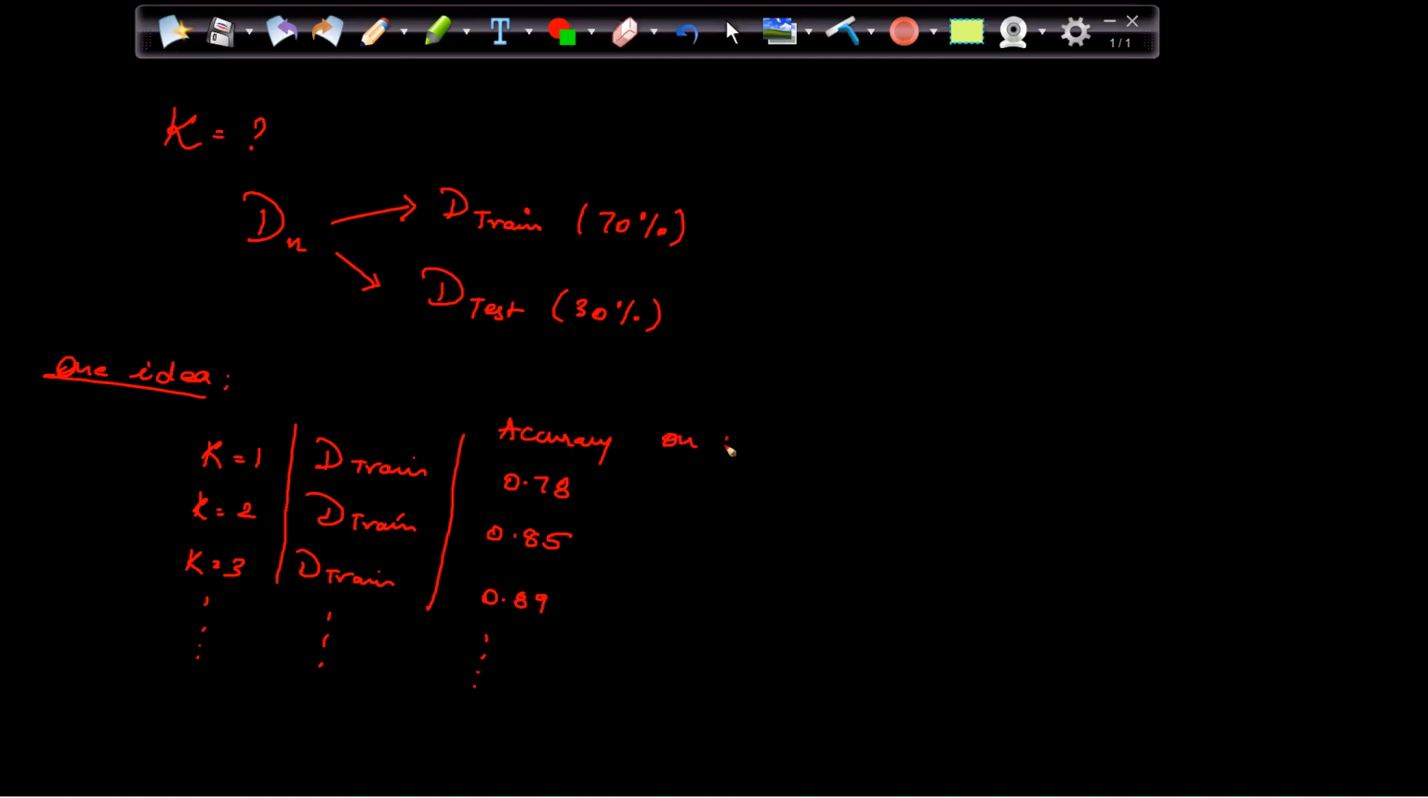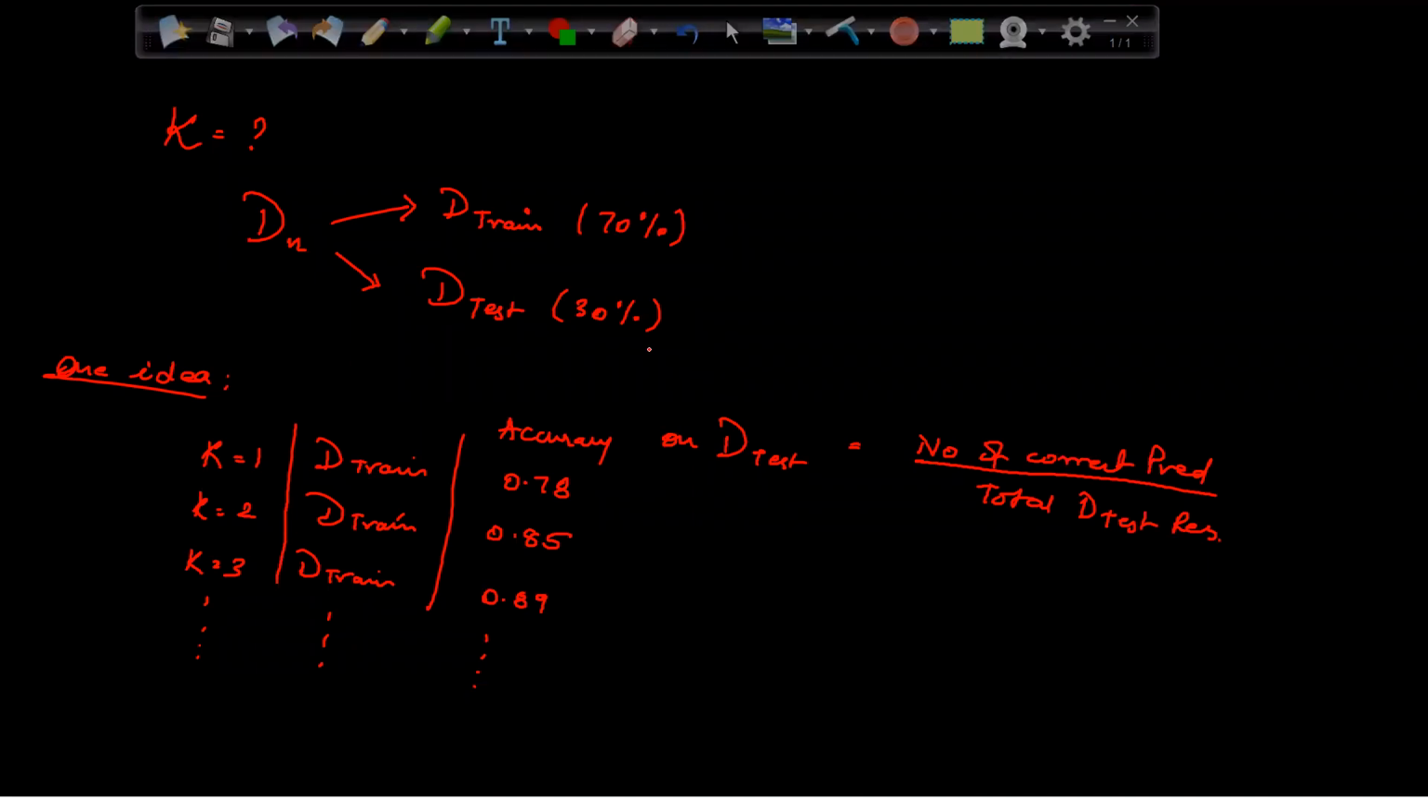Where accuracy we already know what it is. On the D test, we are finding the number of correct predictions upon the total number of D test records. That is what we discussed, if you remember the confusion matrix concept.